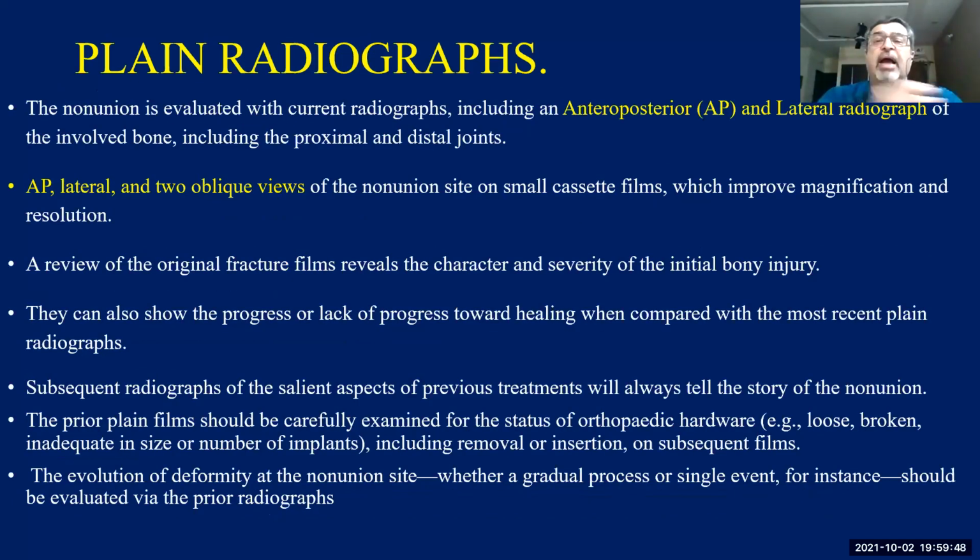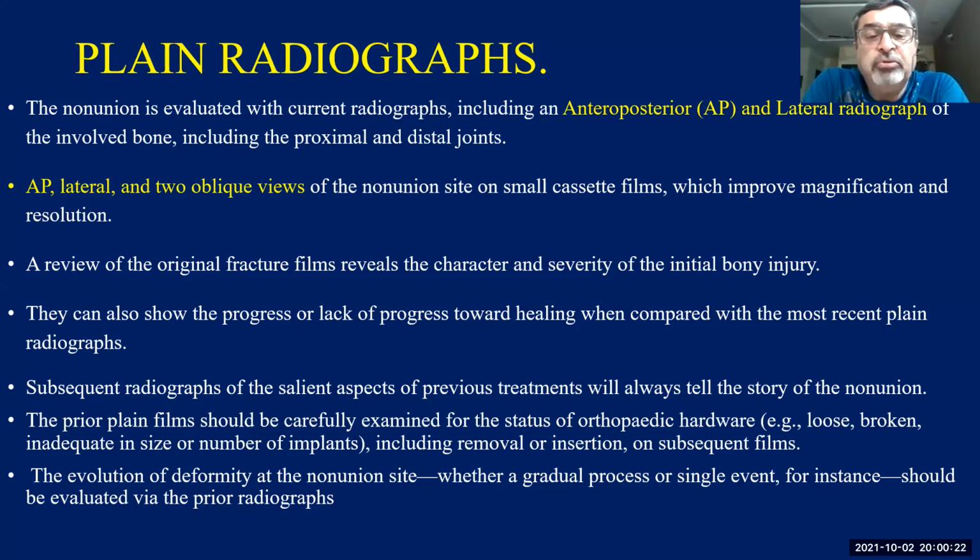Now, radiographically, ideally, it is an AP and lateral radiograph, including both the proximal and distal joint. But two oblique views of the non-union site on a small cassette will improve magnification and resolution. A review of the original fracture film, that is, before the non-union, the first treatment film, gives the character and severity of the initial bone injury. They can also show the progress or lack of progress towards healing. Subsequent radiographs of the salient aspects of the previous treatment will tell the story of the non-union.